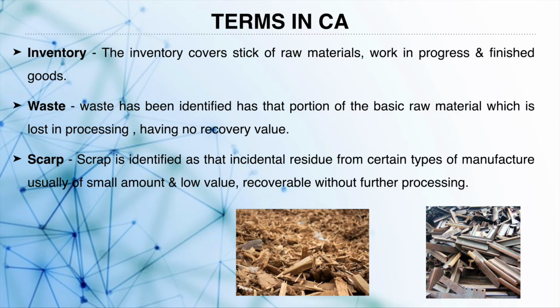Waste. Waste is identified as that portion of basic raw material which is lost in processing. Can you look at that picture at the bottom? In the process of making furniture, there is some wastage left in processing which does not have any recovery value. Such items are called waste. There is another item called scrap, which has a residual value.